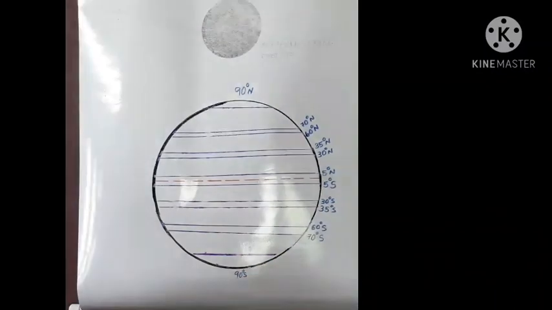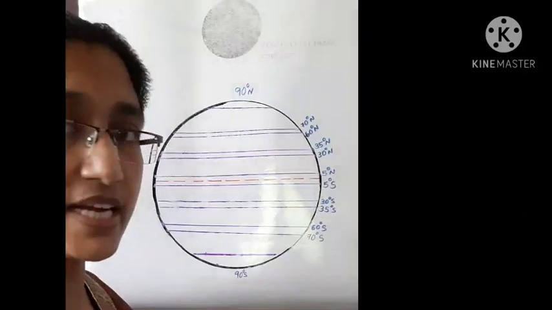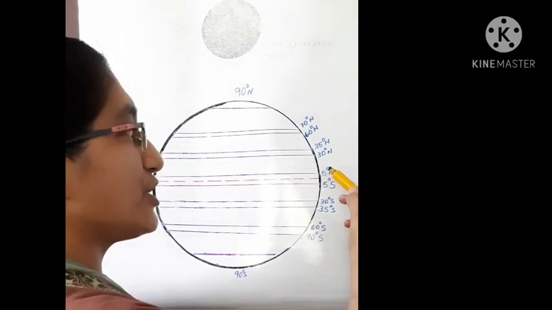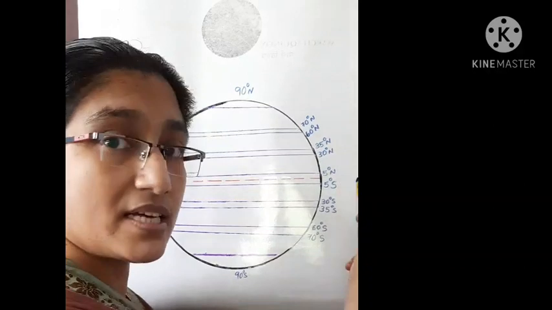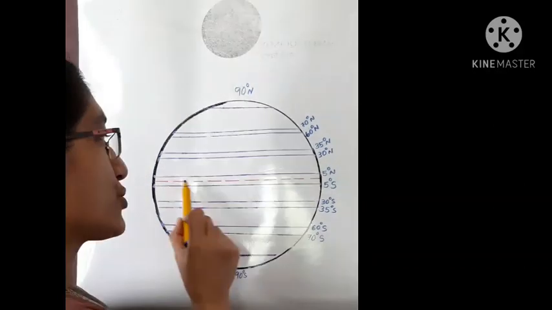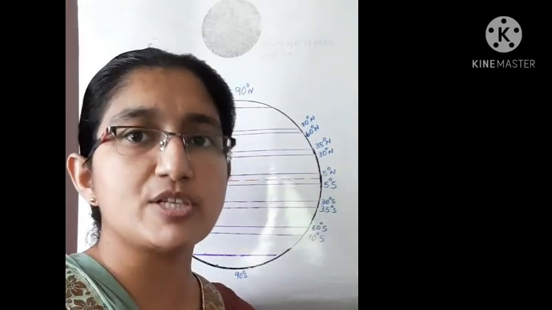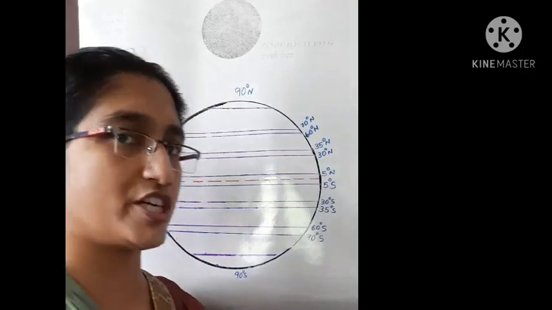In this diagram, you can find the important pressure belts we learned in the last class. Between 5 degrees north and 5 degrees south, which is the pressure belt? It is the equatorial low pressure belt. The equator is shown here in red color. So on both sides of the equator, there is the equatorial low pressure belt.